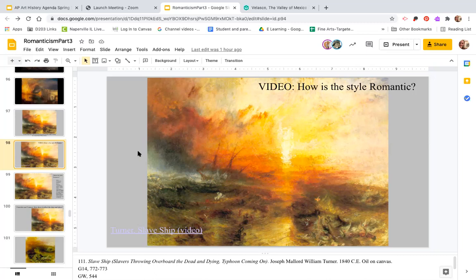How would you describe the brushstroke? How about Isabel? How would you describe the brushstroke? It's very feathery, and there's also a lot of thin ones, like with the ships.